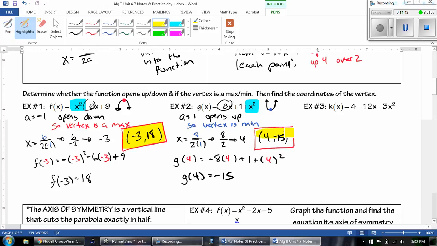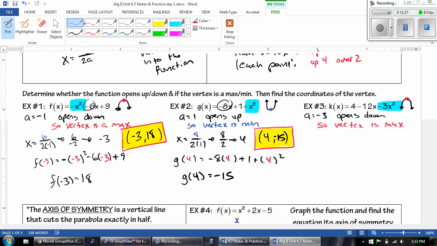Okay, that's my answer. So for number 3, the first thing we do is we try to find our quadratic term, because the quadratic term tells us what's going on. So we know that a is negative 3, and if it's negative, that means it opens down. So it's opening down. Since it opens down, our vertex is a max.